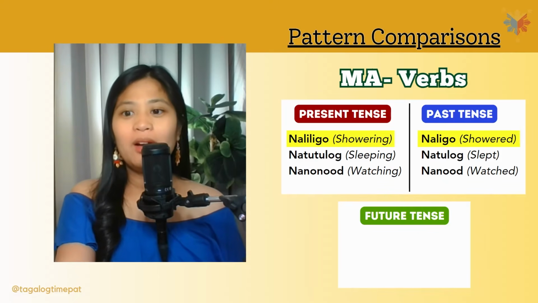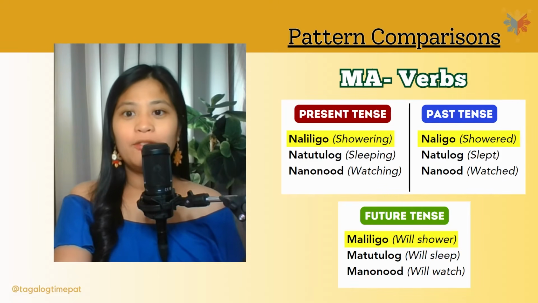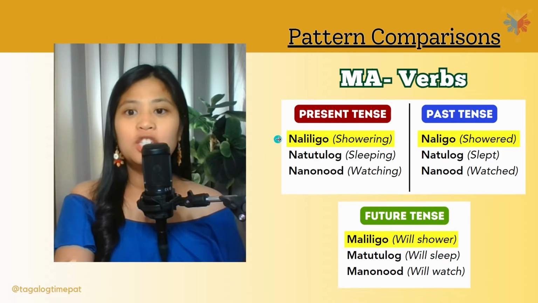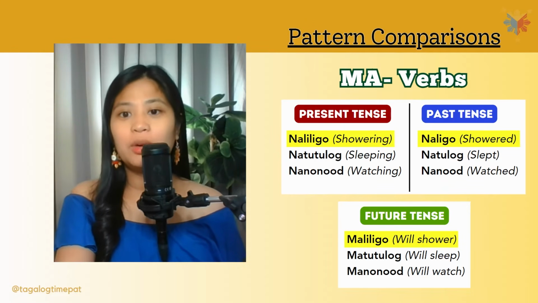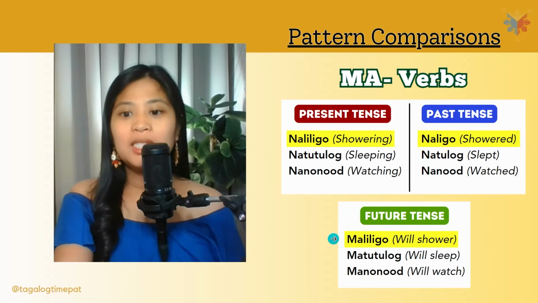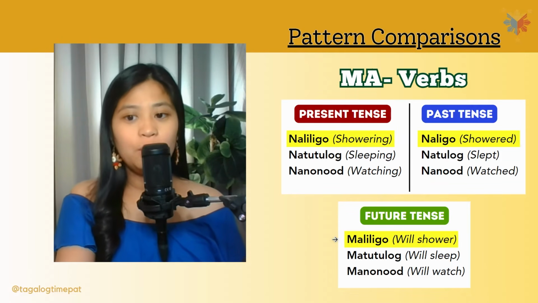Now let's compare all of the tenses together for ma verbs. Let's just take a look at the highlighted ones. Maligo means to shower. In the present tense, it's naliligo ako. Showering, taking a shower. In the past tense, it's naligo, showered. In the future tense, it's maliligo. Maliligo ako. I will take a shower.